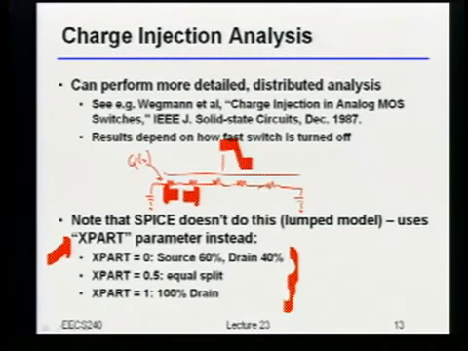Okay? So if you wanted to do a worst case analysis to check if your circuit's going to work even under that really bad condition, what you'd actually have to do is set x part to 1, then tie your circuit up to make sure that the drain side is the one that you're really sensitive to. Okay? So that all of the charge would flow onto that capacitor that you care about.